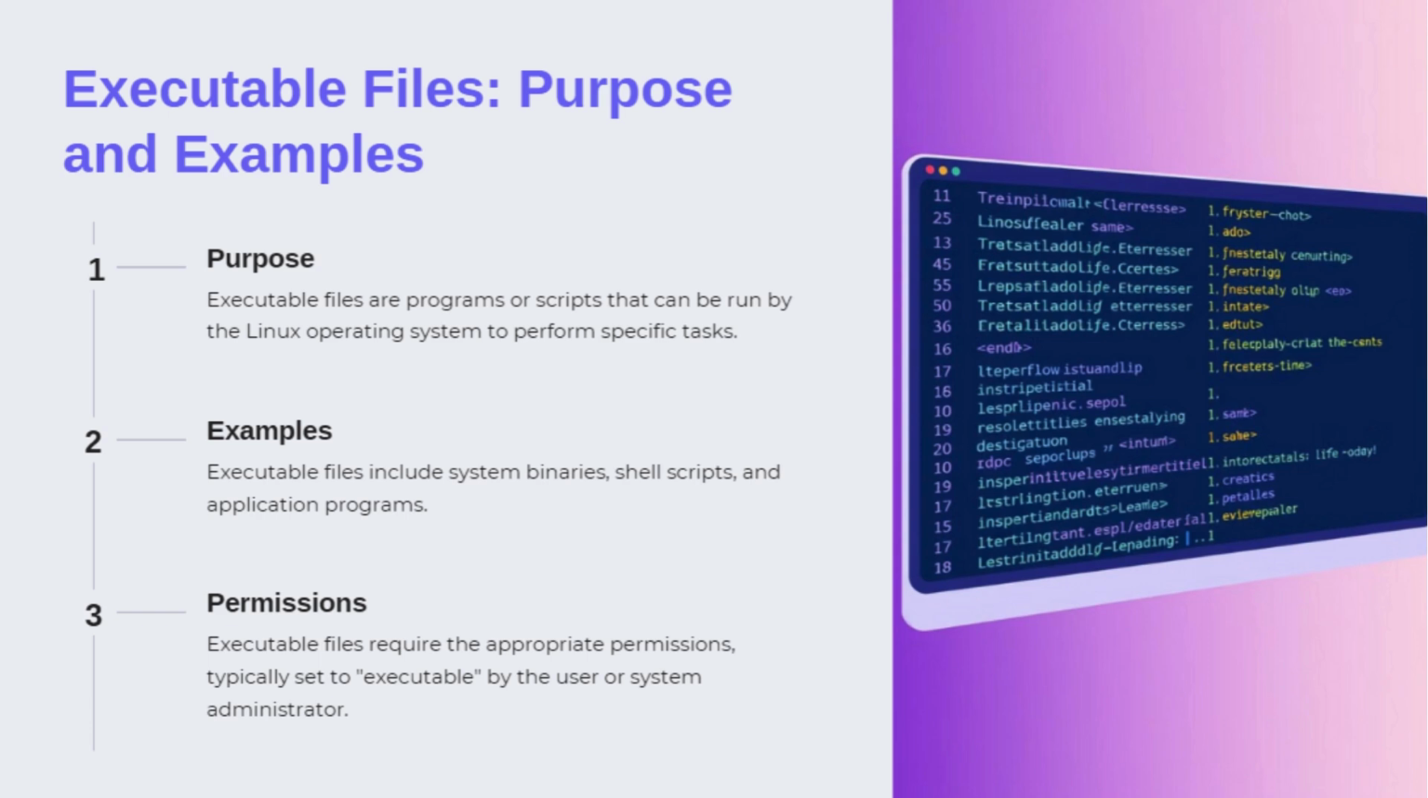Third is executable files. Executable files are programs or scripts that can be run by the Linux operating system to perform specific tasks. Examples are system binaries, shell scripts, and application programs. Permissions: executable files require the appropriate permission, typically set as executable by the user or system administrator.